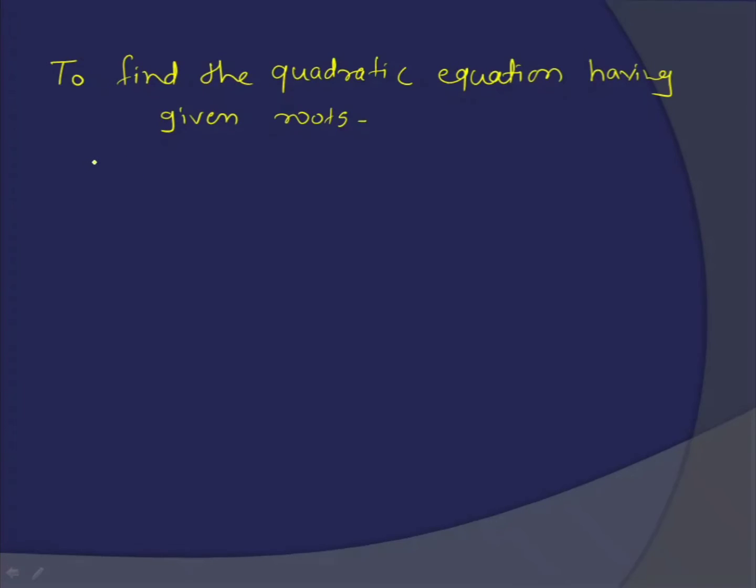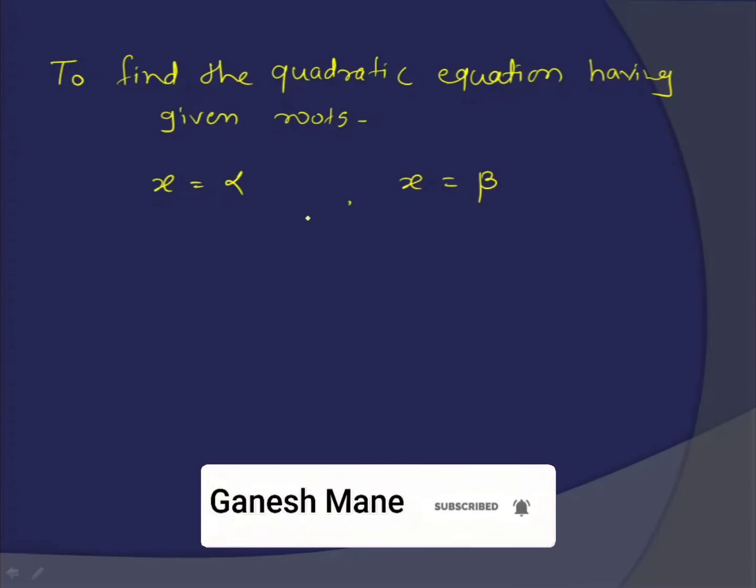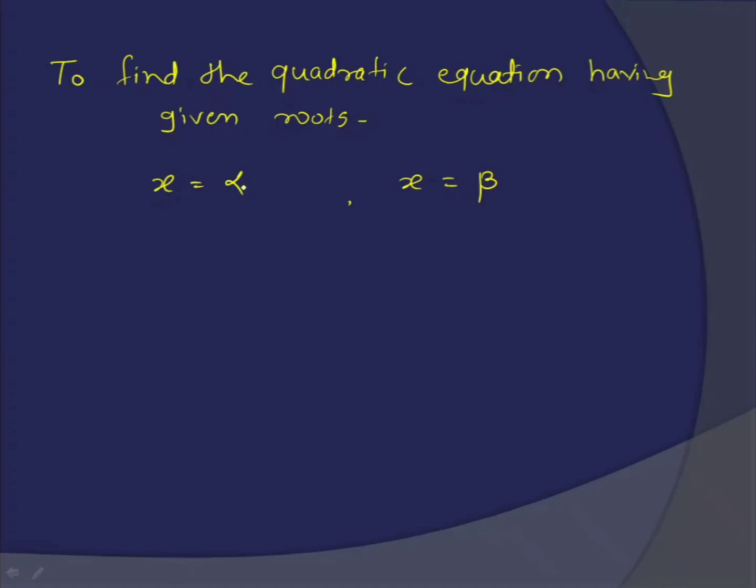So now we are trying to find the formula by which we can find the quadratic equation if the roots are given. Here the roots are given, so let us take two variables for the roots of the given quadratic equation. Let x is equal to alpha and x is equal to beta. These are the two roots of the quadratic equation, and by having these roots we can find a formula by which we can find the quadratic equation.